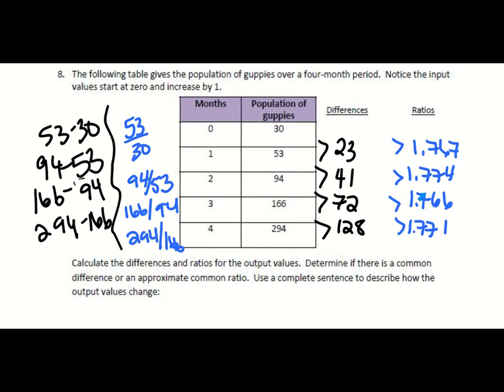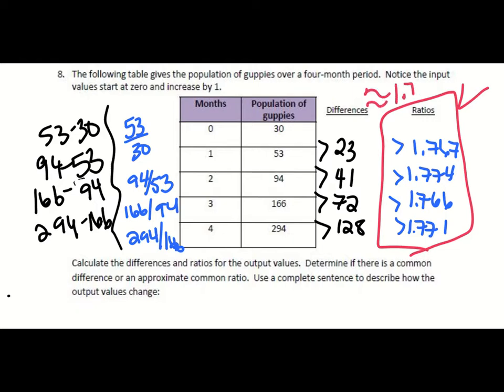but if you compare the two and you find the one that's the closest, this is going to be the one that's closer. You're going to use ratios. So I'm going to say this is approximately about 1.77.